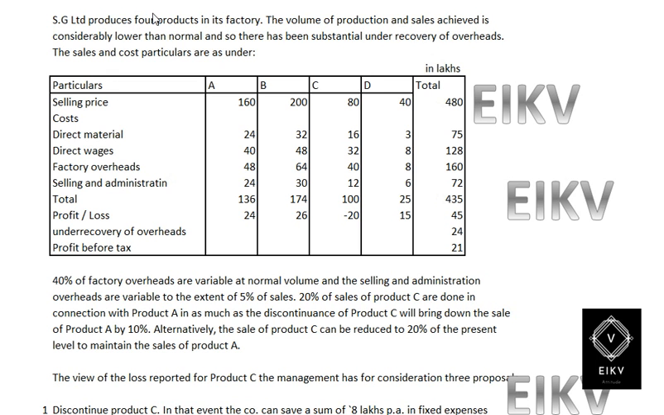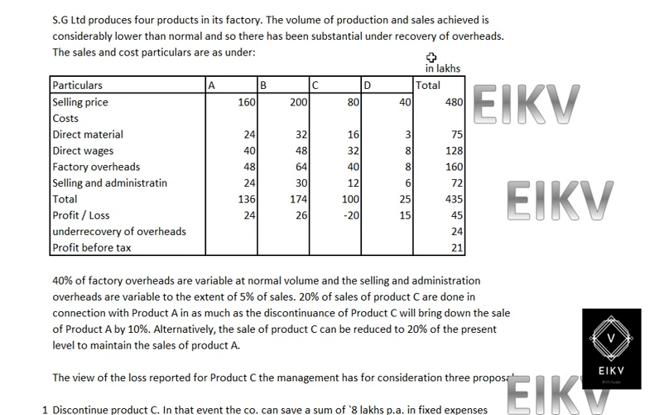So in this illustration, SG Limited produces 4 products in its factory. The volume of production and sales achieved is considerably lower than the normal, and so there has been a substantial under-recovery of overheads. The sales and cost particulars are as under.